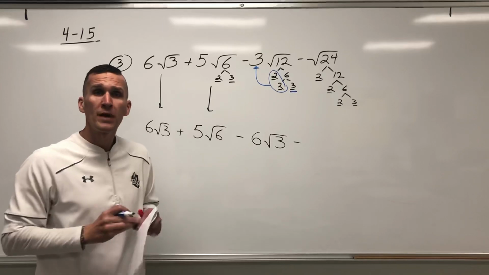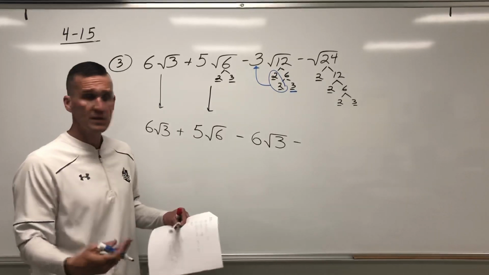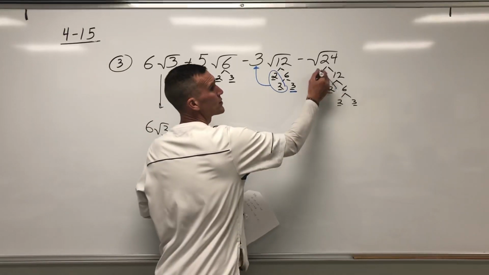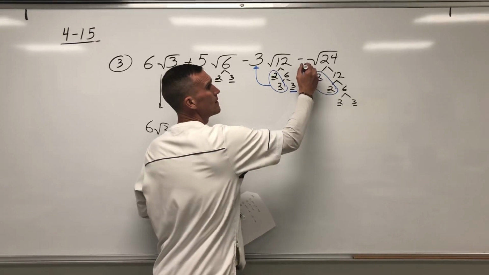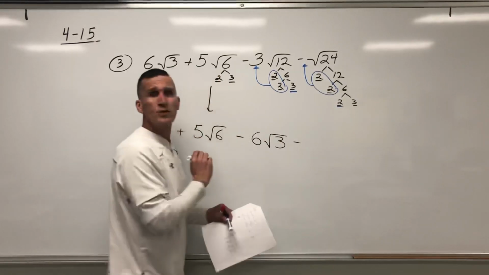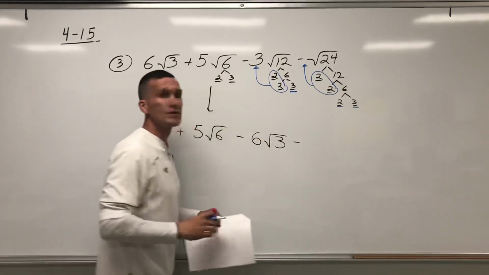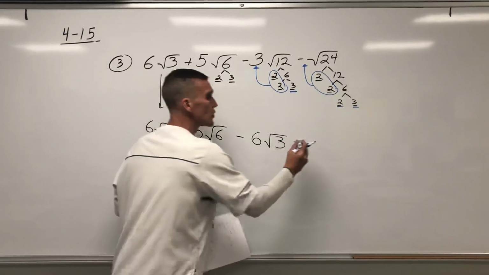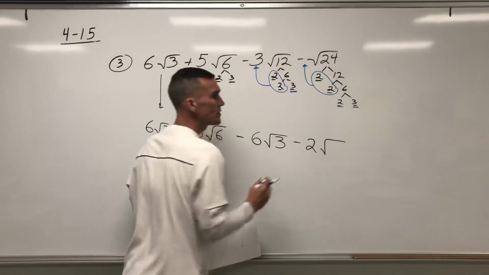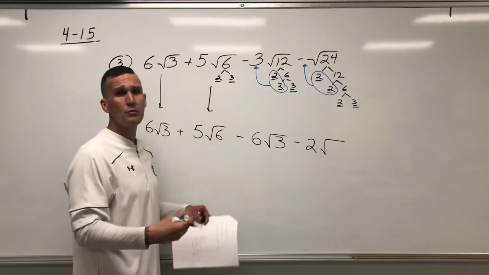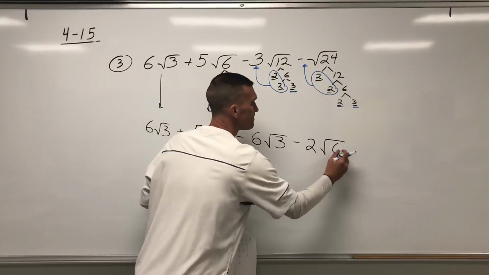So once you get your prime factorization, you look for pairs and singles. A pair of 2's gets to come outside. Single 2 stays trapped. Single 3 stays trapped. So on the outside, I have a 2. I put a square root symbol, and on the inside, a 2 and a 3. 2 times 3 is 6.